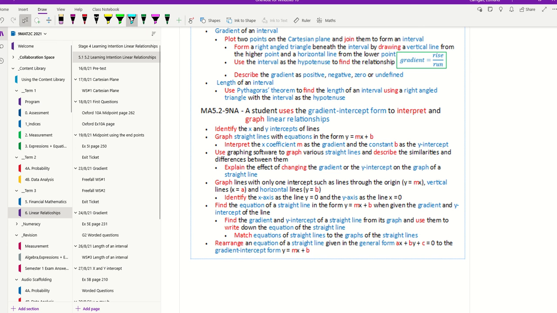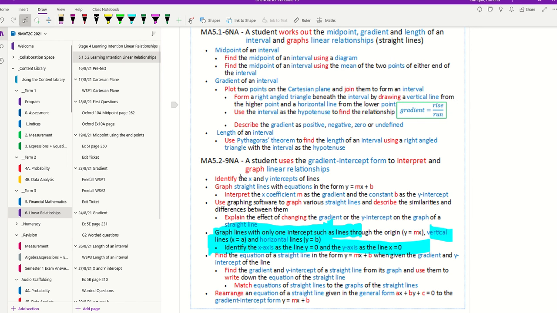Good morning, Year 9. Today, looking at our learning intentions, we are going to graph lines with only one intercept, such as vertical lines and horizontal lines, y equals b, vertical lines x equals a. We're going to identify the x-axis as the line y equals 0 and the y-axis as the line x equals 0.